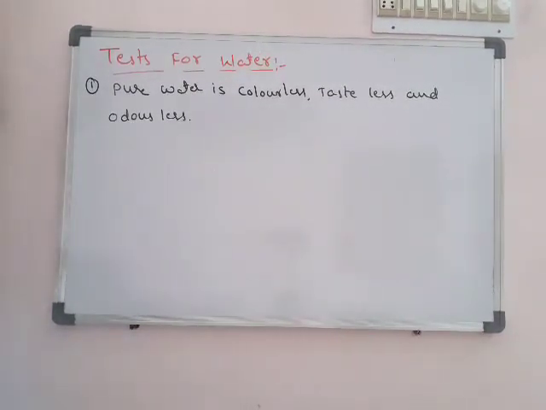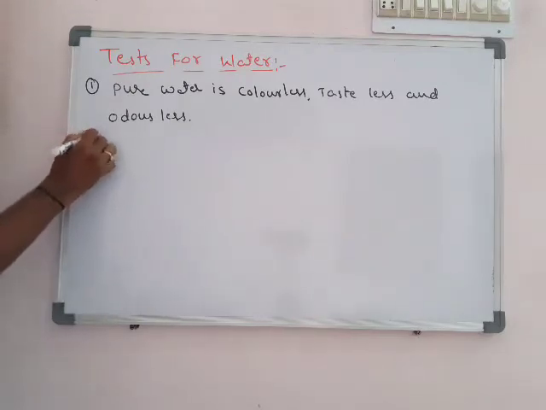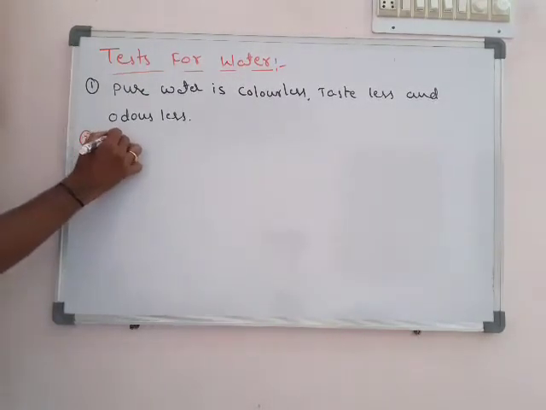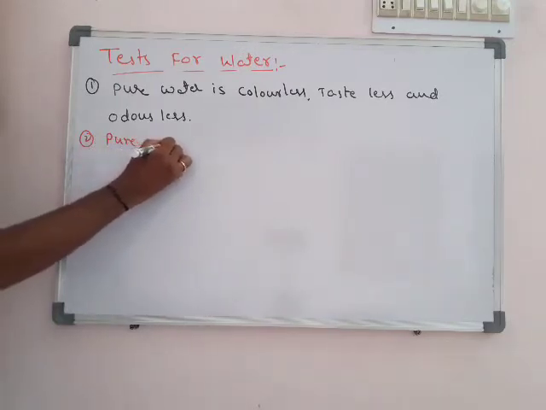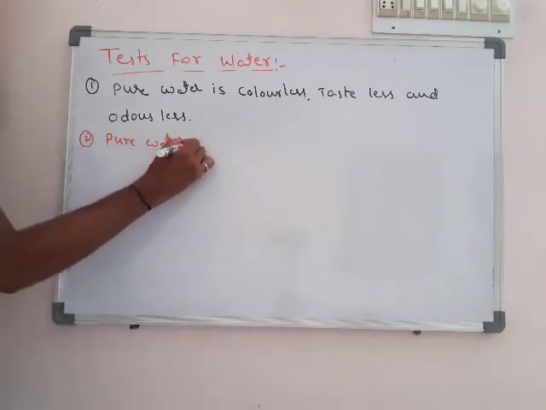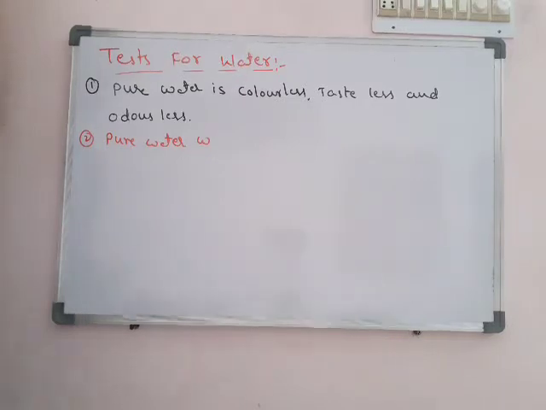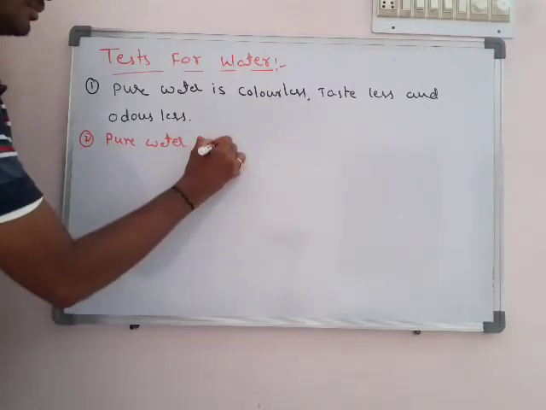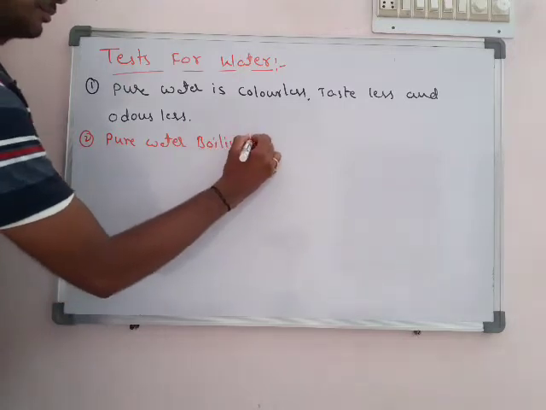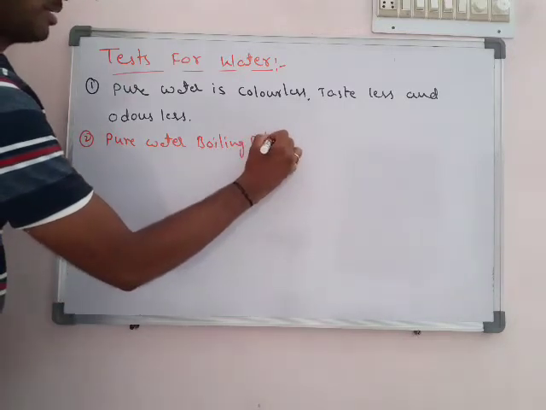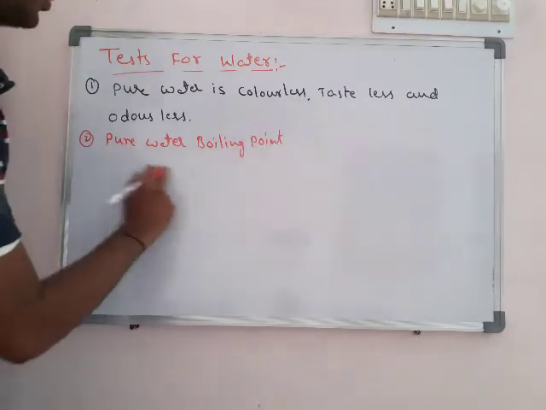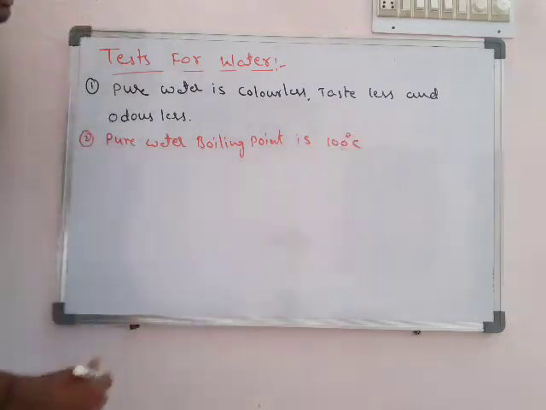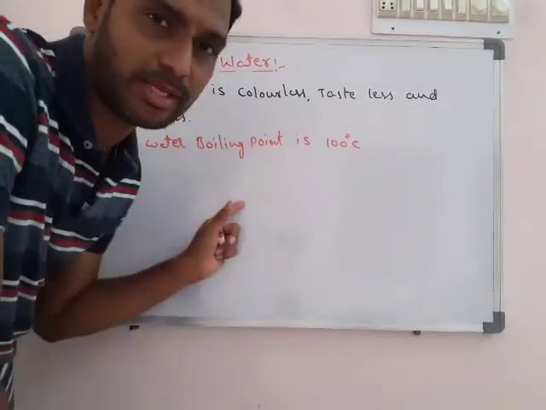So what is the boiling point of water? Okay, pure water boiling point. You remember this one? So the pure water boiling point is 100 degrees Celsius. You know about the boiling point.